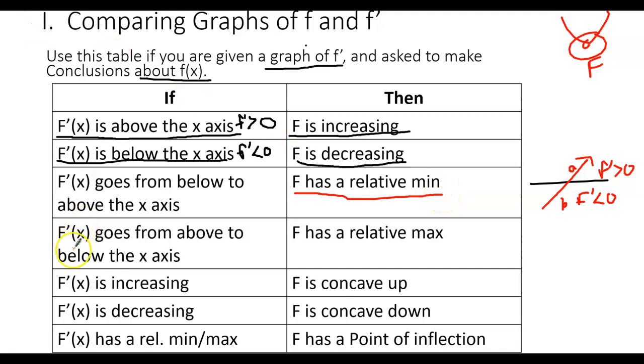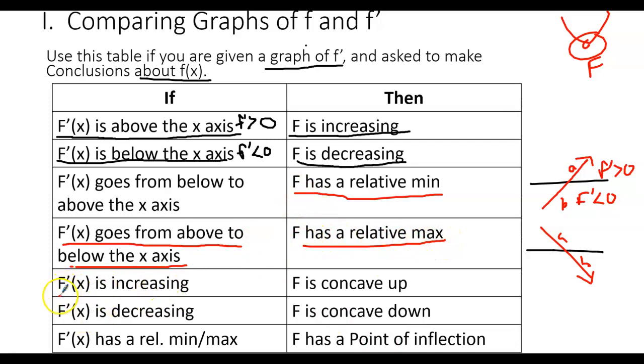And contrary-wise, anytime the f prime graph goes from above the x-axis to below, so I'll draw that as well. So if the graph goes like this, goes from above to below the x-axis from left to right, that's a place where you have a relative maximum.